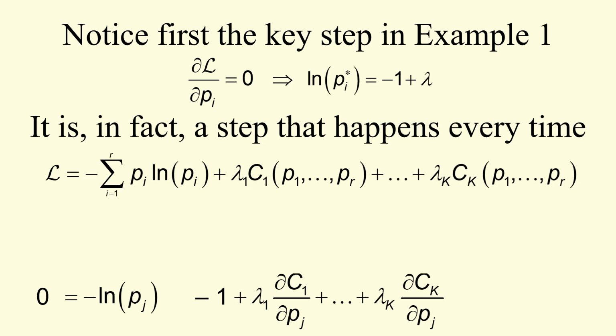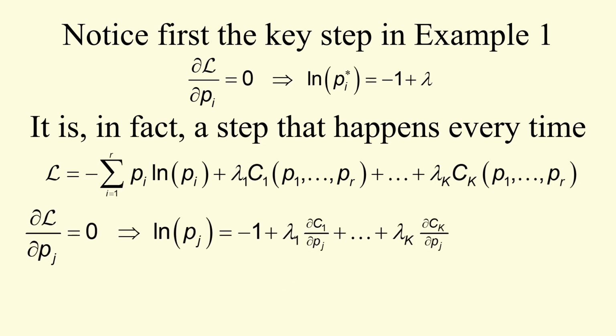Now, when we set that equal to 0, then we get the natural log of p sub j is negative 1 plus lambda 1 times the partial of c1 with respect to p sub j, up to lambda sub k times the partial of c sub k with respect to p sub j. In other words, the derivative of the Lagrangian with respect to p sub j equals 0 means that the natural log of p sub j is negative 1 plus this linear combination of first partial derivatives.